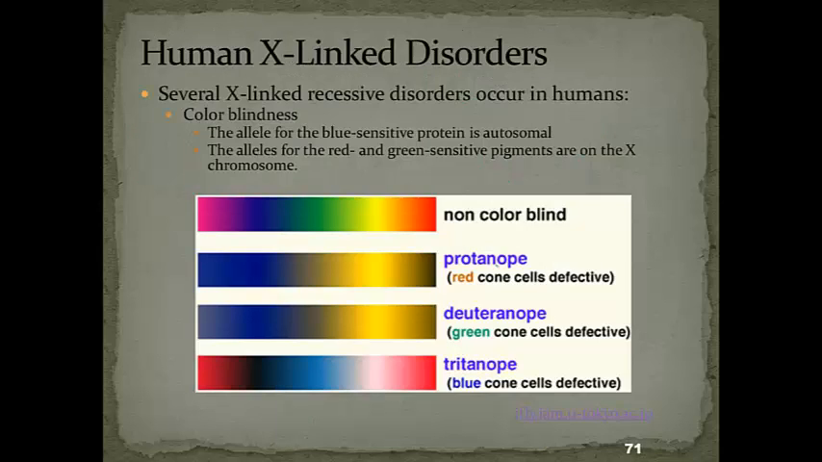Okay, some examples: color blindness. Okay, the allele for blue sensitive protein is autosomal. Okay, we see in 3 colors. There's blue, red, and green. And there are people who are blue colorblind. That's a completely unrelated disorder that is equally men and women. Now, red-green colorblind, that's X-linked, and you're going to see a lot more colorblind men than colorblind women.